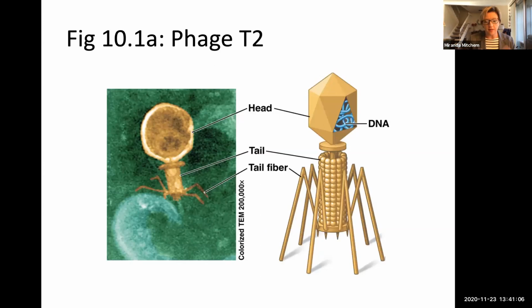This is probably new. Here we're looking at a different type of virus. This is called a bacteriophage. This one is called phage T4, that's its name. So on the left side, in this pretty green and yellow picture, this is an electron micrograph. So it's an actual image of the virus. And then we've got the cartoon depiction of it on the right.